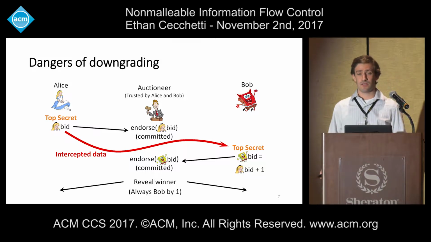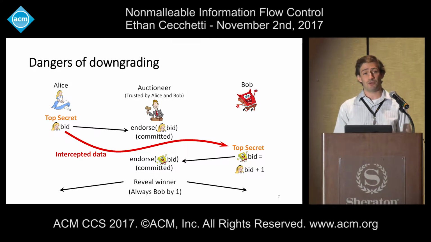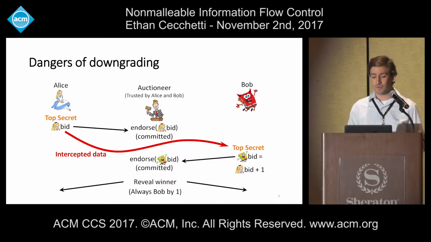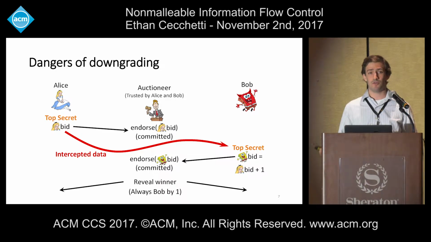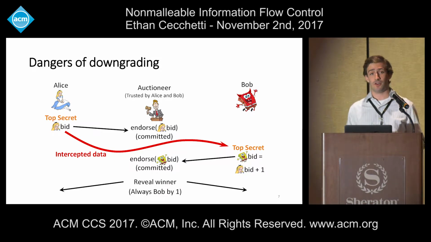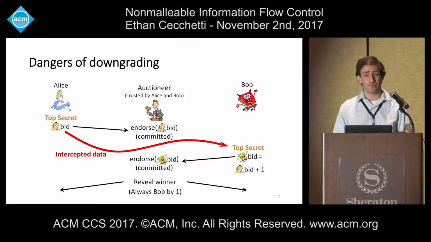Alice then sends this top secret bid to the auctioneer, and the auctioneer endorses Alice's bid. This endorsement means that Alice will be unable to modify the bid later, and this is important for properly implementing Bob's security policies because Bob doesn't want Alice to be able to change her bid after she's committed to it. Bob then does the same thing. He computes his bid, which he marks as top secret for the same reason, sends it to the auctioneer, who endorses Bob's bid. Once the auctioneer has received both bids and they've both been committed to, he's able to determine the winner and reveal that information to both Alice and Bob.